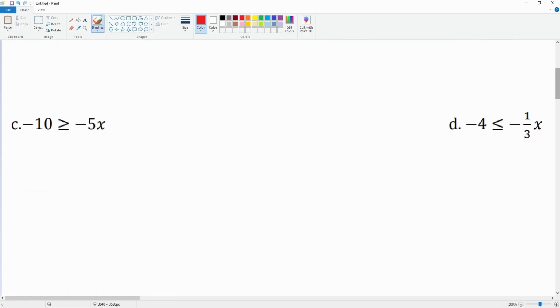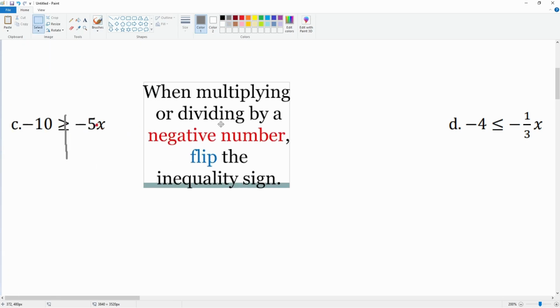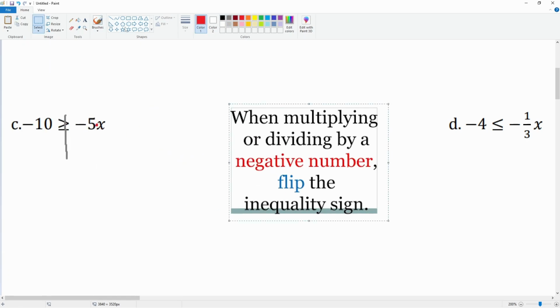Let's take a look at this. We have -10 is greater than or equal to -5x. So it's attached via multiplication. How do we get rid of it? Oops, let's draw a line down the middle. We are now going to divide by -5 on both sides.